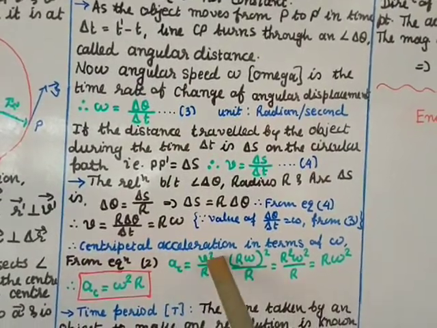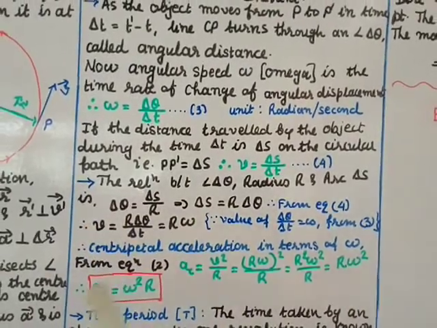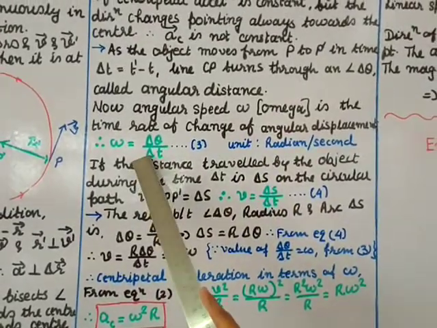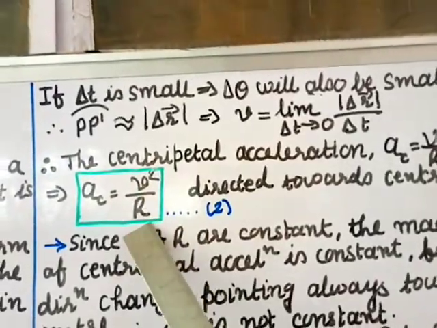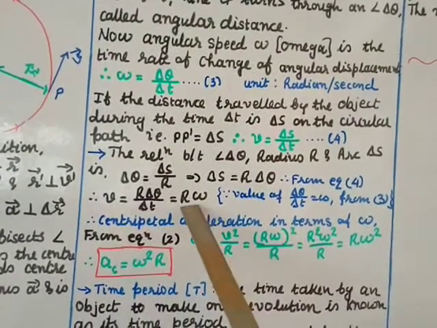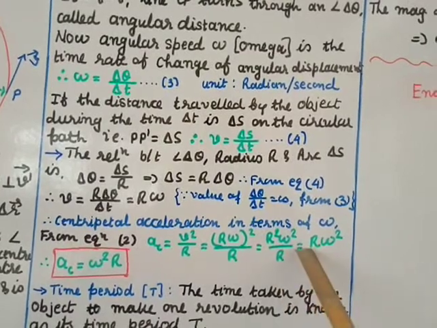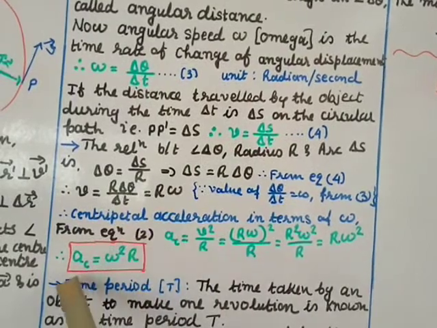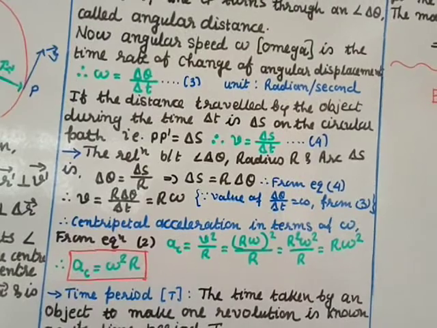Therefore, now we will use this and write the centripetal acceleration in terms of omega, that is, angular speed. So we take equation 2, a_c equal to v square by r. Instead of v we'll put r omega. So a_c is equal to r omega whole square by r. This gives r square omega square by r. One r you cut, so r omega square. That means centripetal acceleration is equal to omega square r. So we have found centripetal acceleration in terms of omega, that is angular speed.